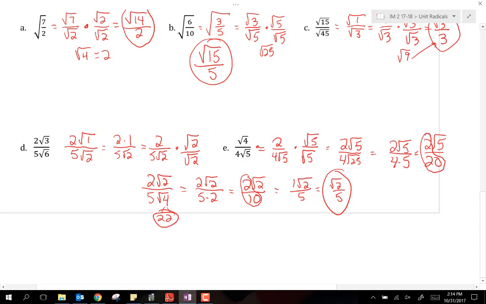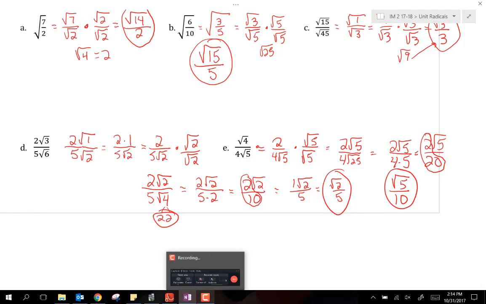And we look at the 2 and the 20, we can divide them both by 2. So I get 1 root 5 over 10. And I can't do anything with the 5 and the 10 because the 5 is inside the radical, the 10 is outside. So again, we can't do anything with numbers unless they're both inside or both outside. And that's dividing radicals.